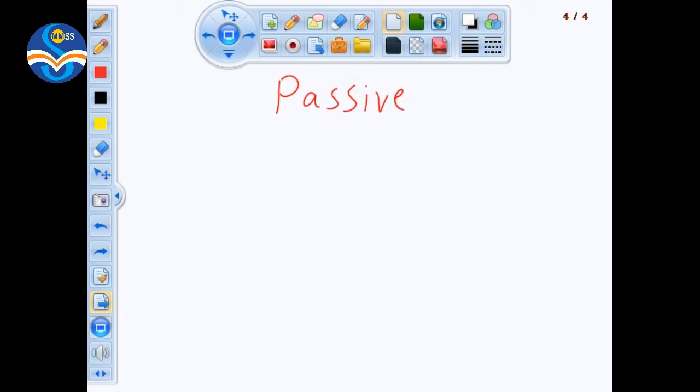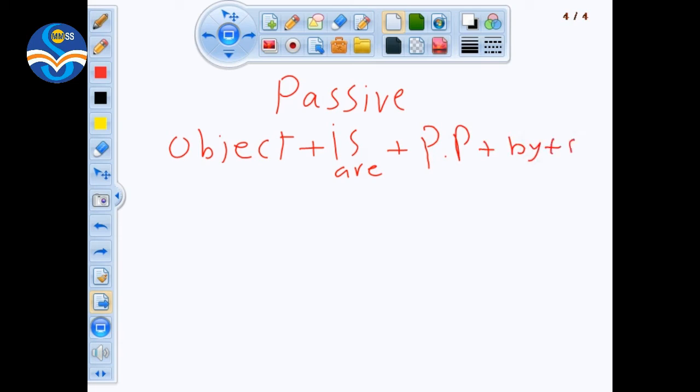What do you mean by passive? Passive means that when I care about the object, not the subject, I get the object at the beginning, then I put the helping verb, which is "is" or "are", then I put the verb in its PP form, then I put "by" and the subject.